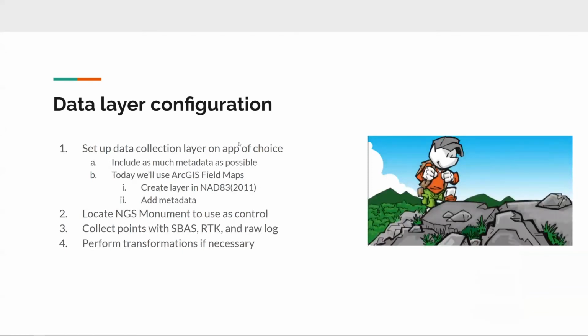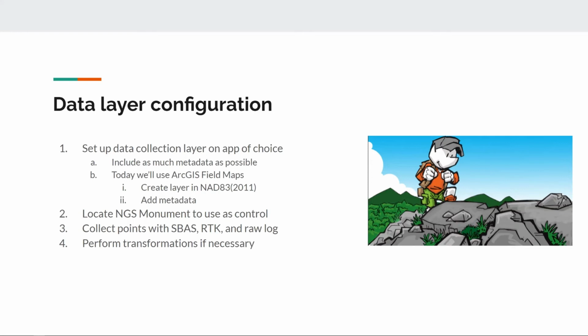The process we're going to go through here is to set up a data collection layer. We're going to do it on ArcGIS Field Maps, but you can certainly do it standalone or with any other app. We're going to create a layer in NAD83 2011, again just to avoid any transformations. There's always going to be some amount of error involved, whether it's human or software-based. It's just better to avoid those transformations if at all possible, though that's not always possible. We'll show you how you can collect RTK data in either WGS84 or NAD83 without doing any transformations. That's another nice new feature we'll show you in a second.